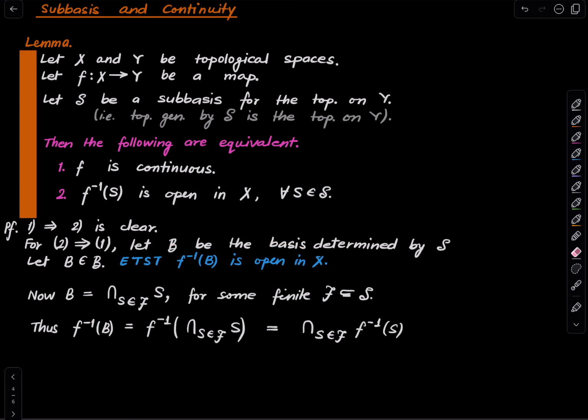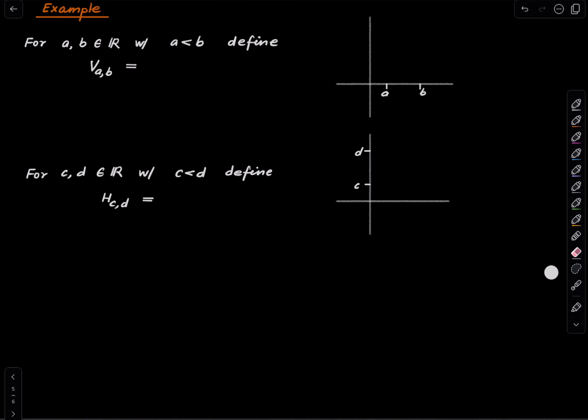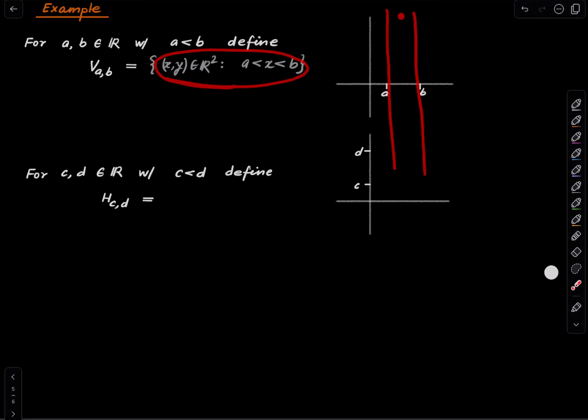Okay, lastly, let us look at an example. So, for two real numbers a and b, with a less than b as depicted in this figure, define V of a comma b as all the points x comma y in R2 with x in this range. So if you visualize, this is a vertical strip like such. It is all the points which are depicted in this red thing.